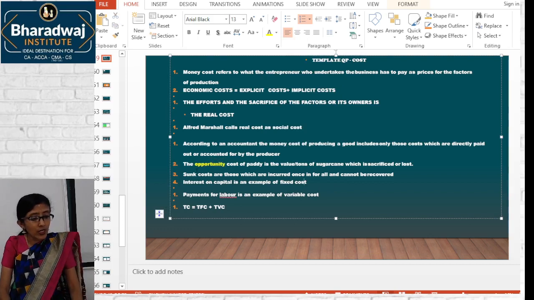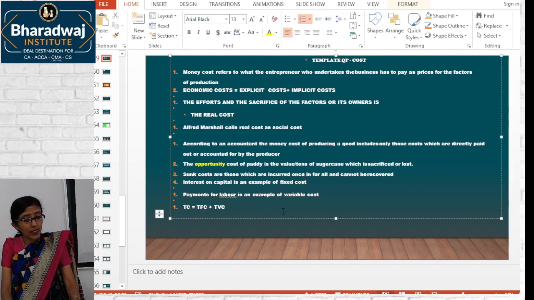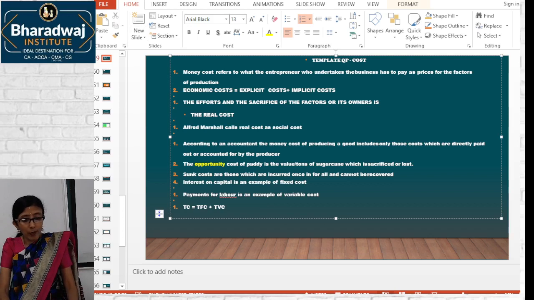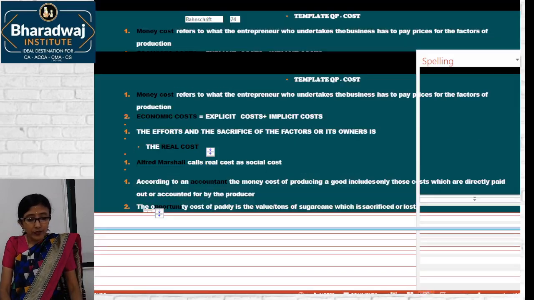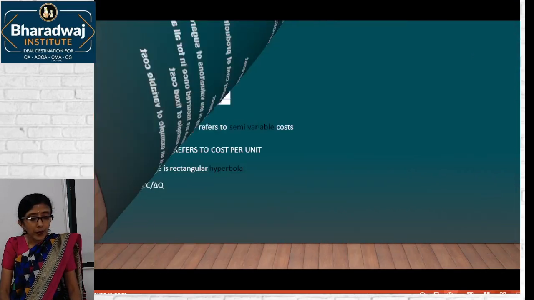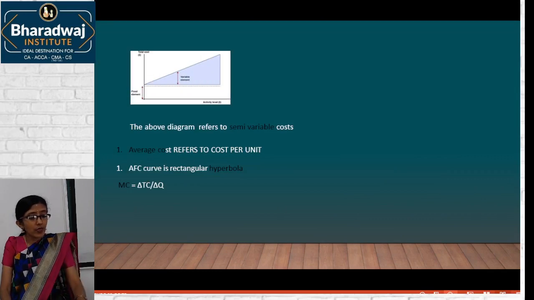Okay. Sunk cost. I'm sure you would have written sunk cost. Then interest on capital is an example of fixed cost. Okay. Payment of labor is an example of variable cost. TC is equal to TFC plus TVC. Anybody got all correct? Very good. Excellent. Yeah. Now look at this.